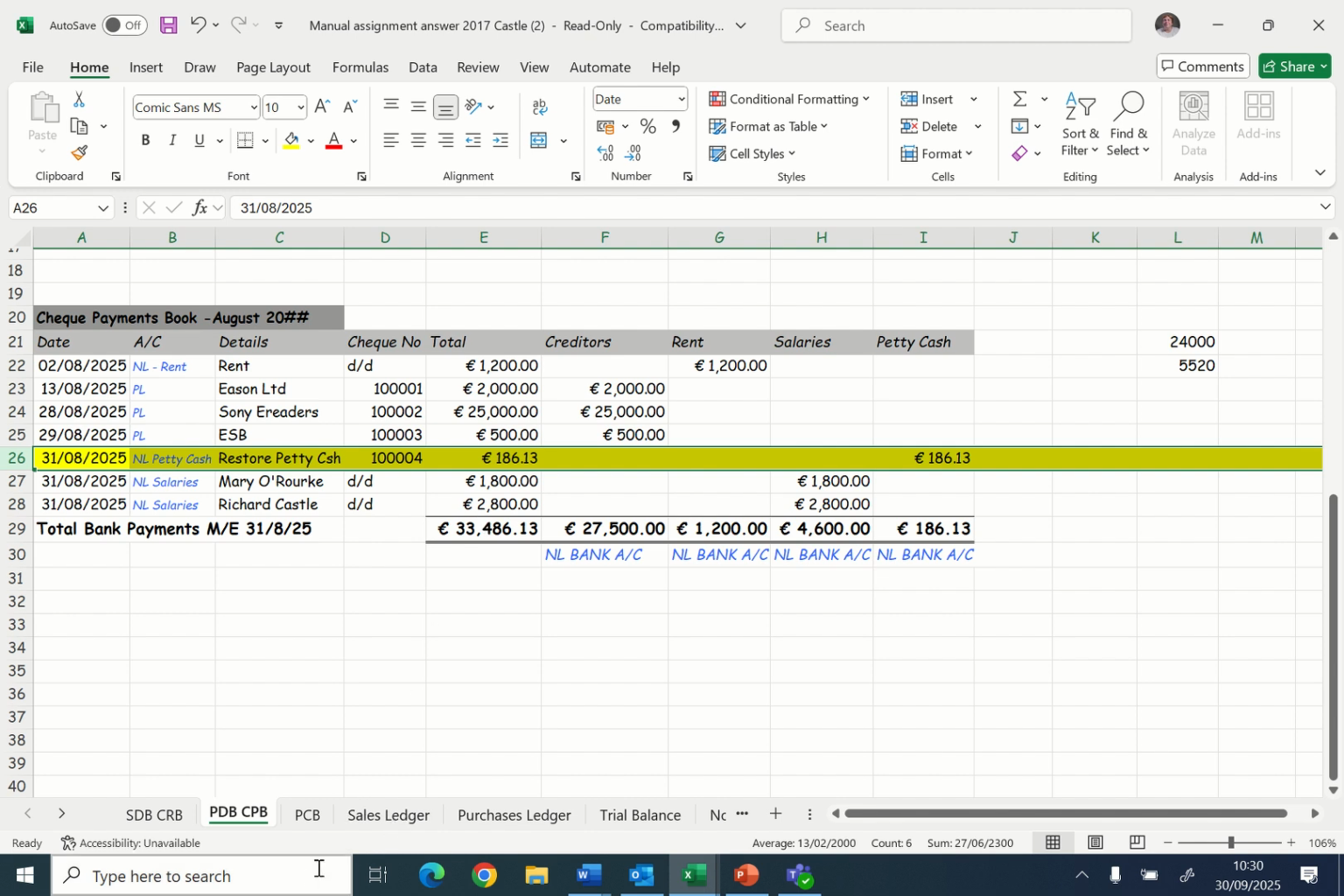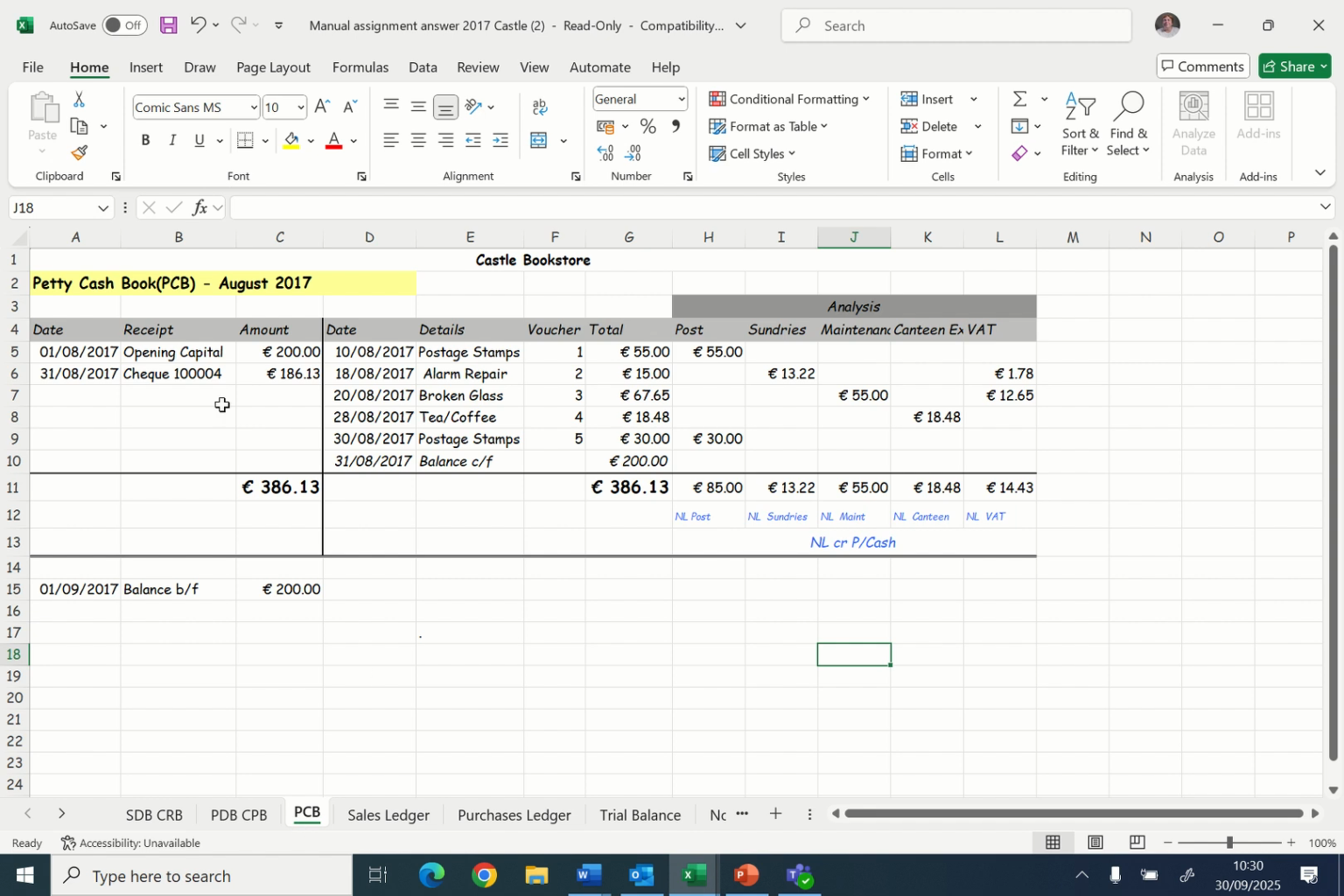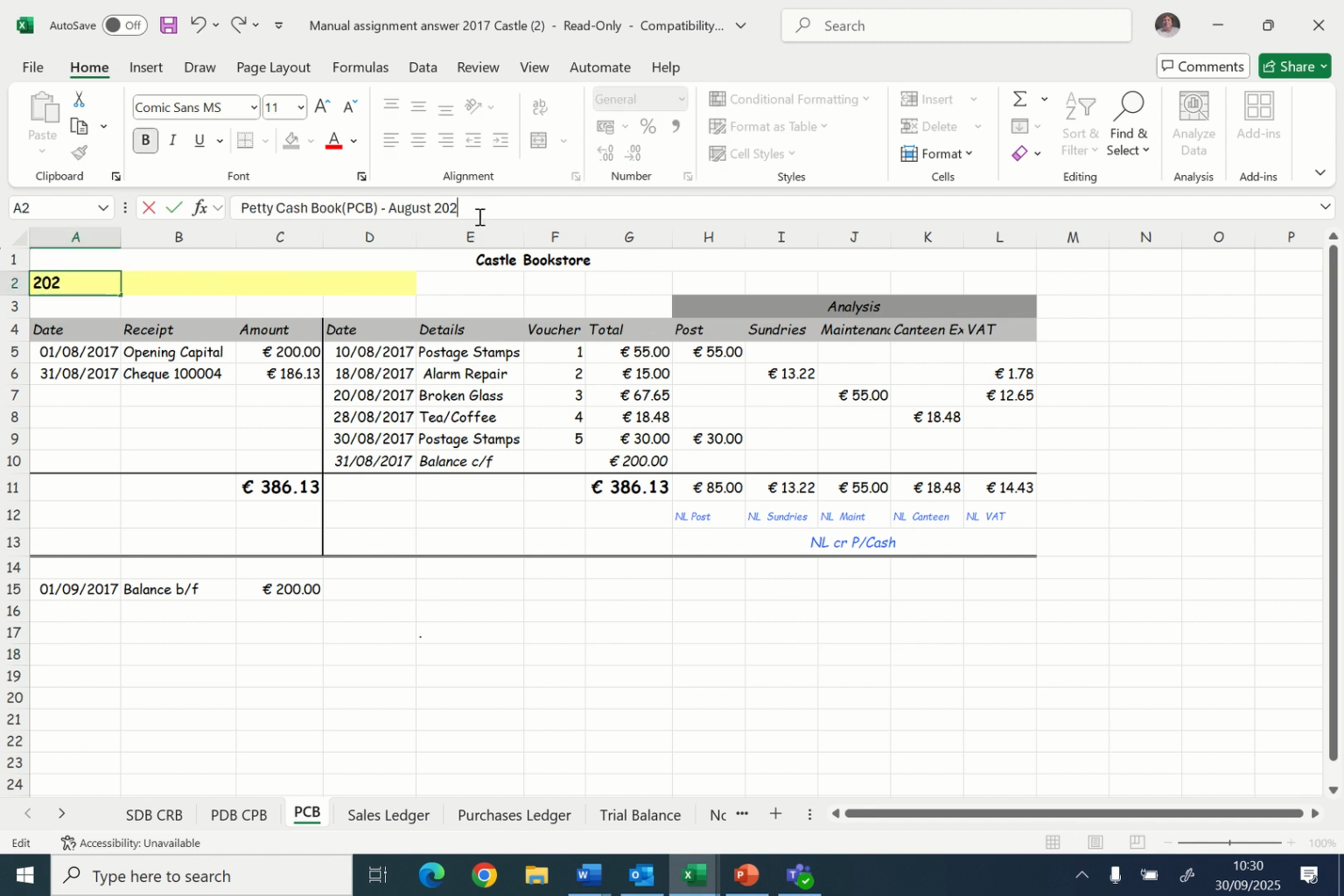Now, while I'm here, I'll look at the petty cash book. So sorry, I'll update this to 2025 just to keep things neat and ticking over.